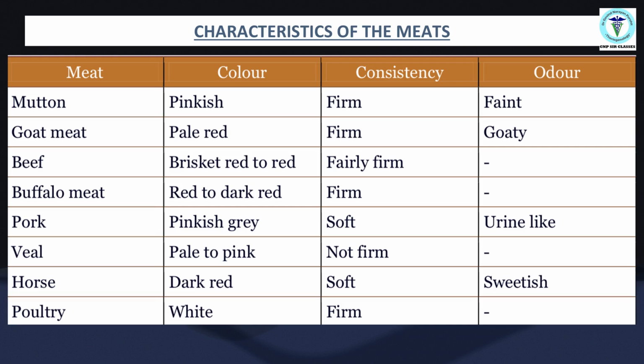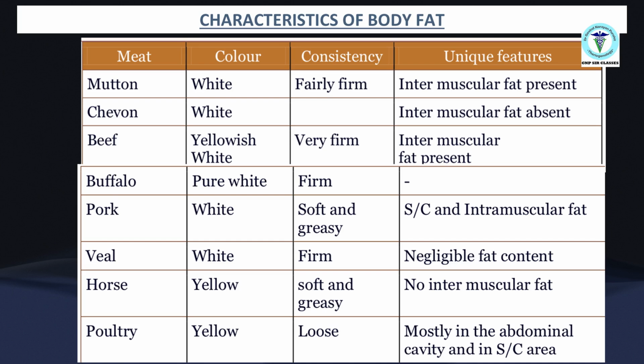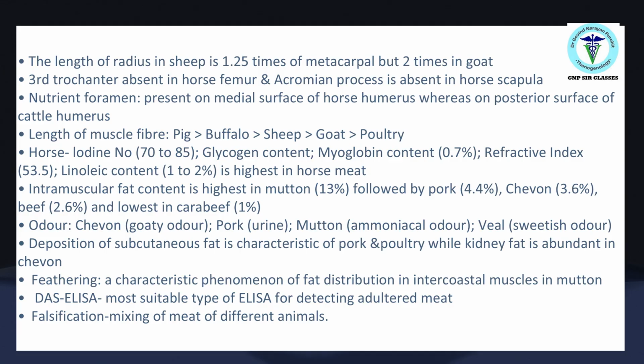This table shows the characteristics, color, consistency, and odor of meat from different animals like sheep, goat, cows, buffalo, pigs, horse, and poultry. This table shows the characteristics of body fat of meat from different animals and can be used for identification of meat. Some of the body characteristics of animals can also help in identification of the meat species. Some specific features are explained.